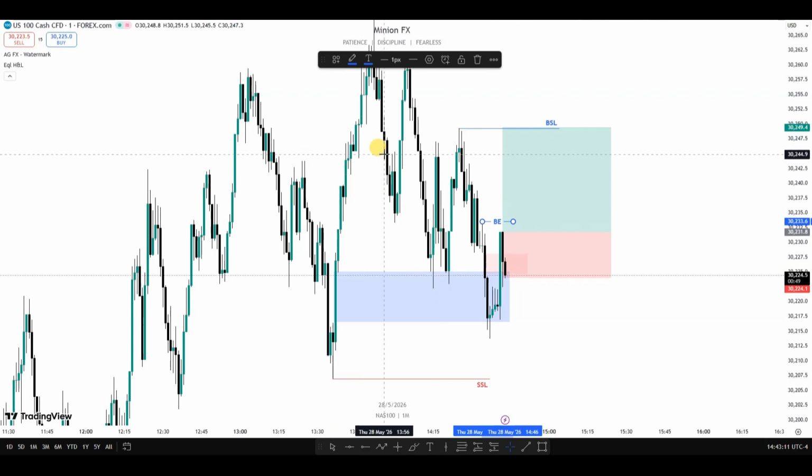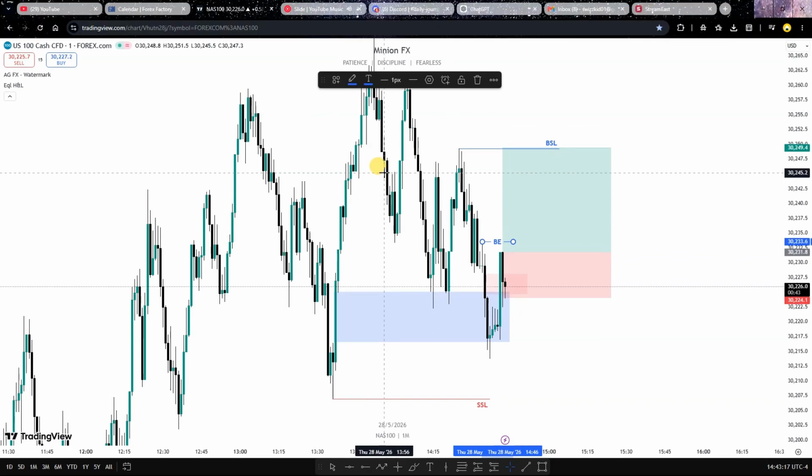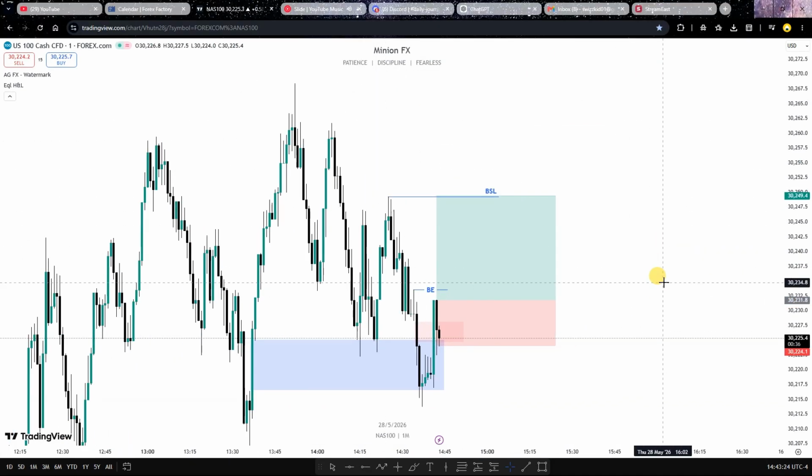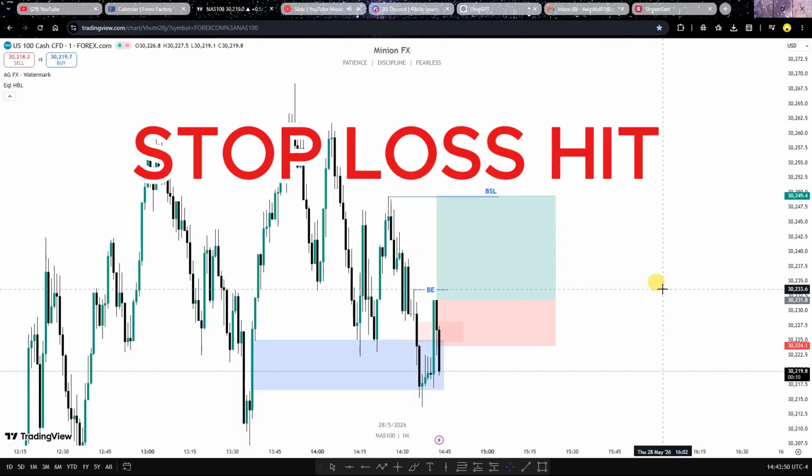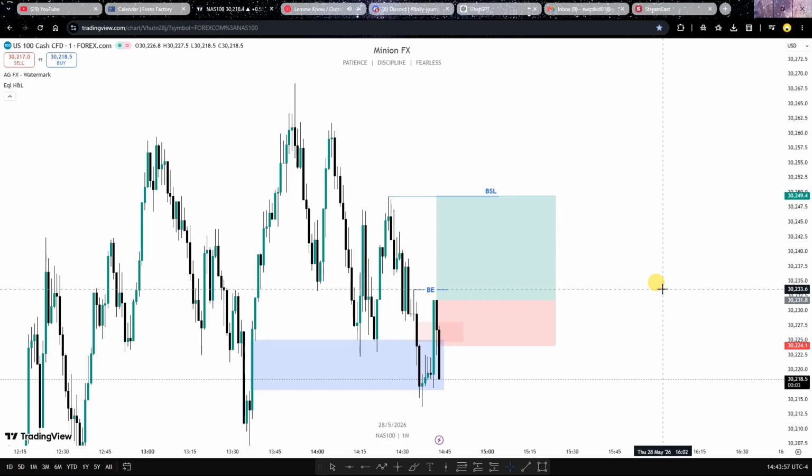So you see me over there marking out my break-even point, which was basically where I was gonna go break-even, and price just was not having it. As you can see right there, it went all the way to my stop loss, and my stop loss was hit right there. And yeah, that's it.